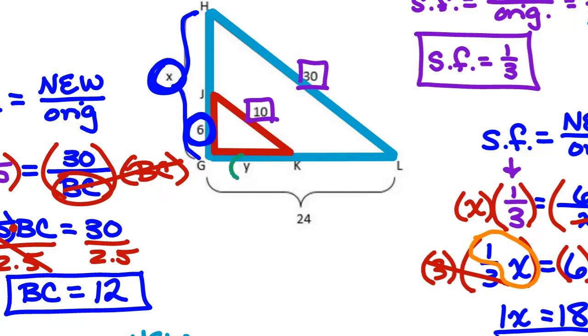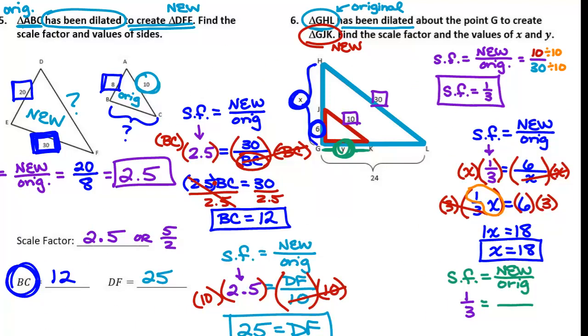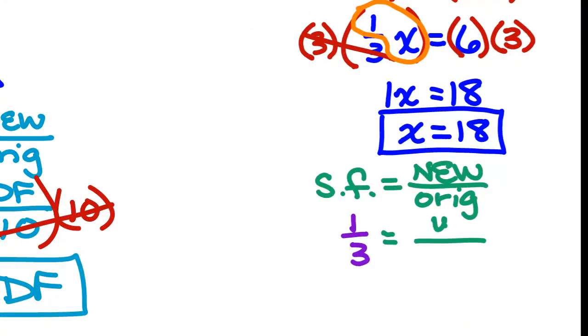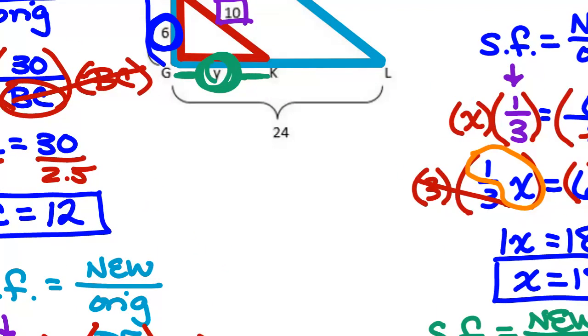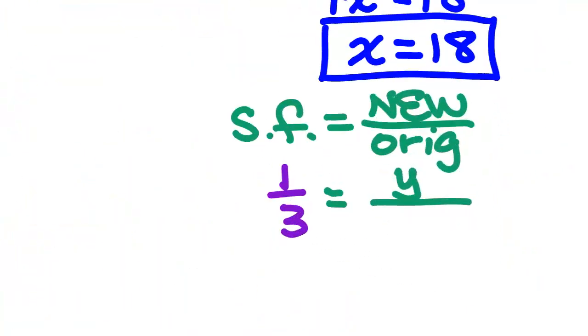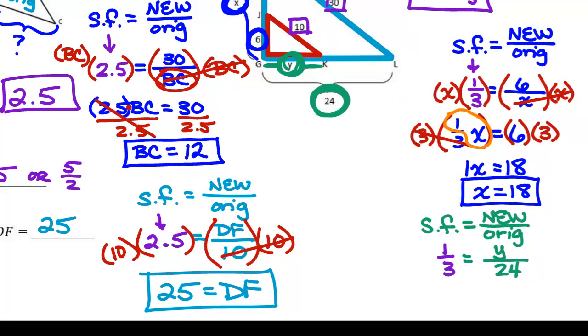New. Y is right here. It is the distance from G to K, part of my new triangle, so it's going to go up in the numerator. So I have a y up here. What's the corresponding side on my original triangle? Not 2x. 24, there we go, right down there. 24 goes in my denominator because it's part of the original triangle.